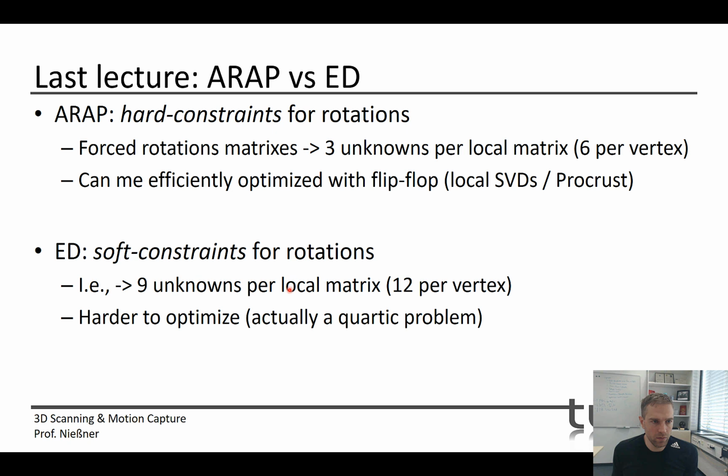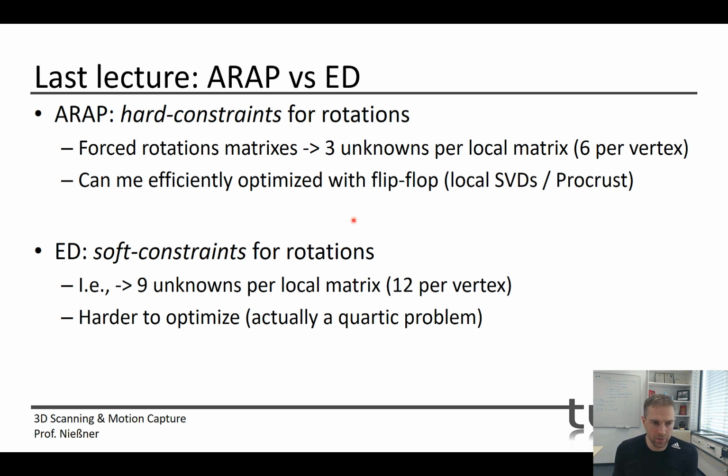Now, the key differences, I briefly mentioned it. So ARAP, right, has hard constraints for rotations, ED has soft constraints for rotations. The key difference is ARAP has 3 unknowns for the rotation matrix because it has 3 angles. So it has 6 unknowns per vertex, 3 for the rotation, 3 for the translation. And it can be very efficiently optimized with the flip-flop optimization. So you can basically locally solve an SVD and then alternate, propagating those changes globally.